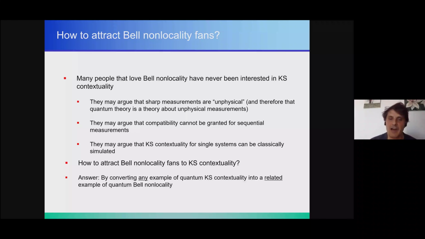How to attract Bell nonlocality fans, hardcore fans ignoring Kochen-Specker contextuality, to the camp of Kochen-Specker contextuality? Well, one possibility is by converting any example of Kochen-Specker contextuality into an example of Bell nonlocality, an example which is somehow fundamentally connected with the original example.